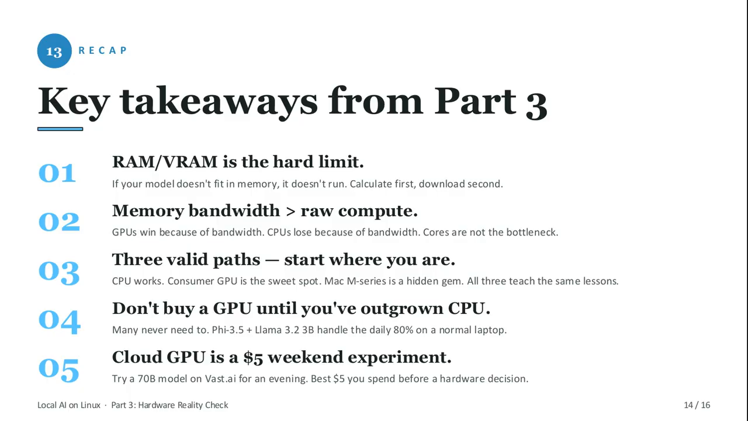So let's compress this whole episode into 5 things worth remembering. Memory is the hard ceiling. If it doesn't fit, it doesn't run, so calculate before you download. Bandwidth, not core count, decides your tokens per second. There are 3 valid paths, CPU, Consumer GPU, and Mac M series, and you should start with what's already on your desk. Don't buy a GPU until CPU genuinely fails you, and before you do, spend $5 on Vast.ai to try a 70B model for an evening. That single experiment will save you a lot of regret.